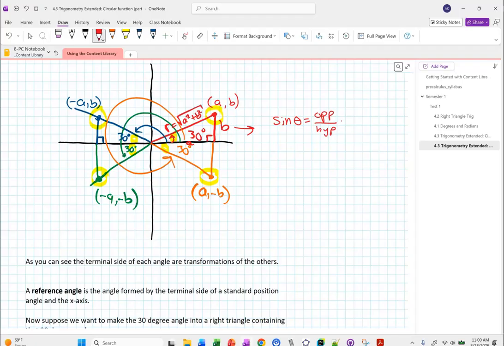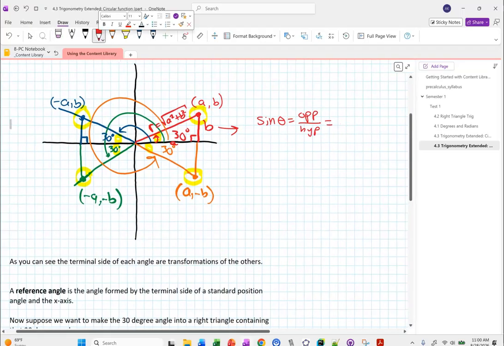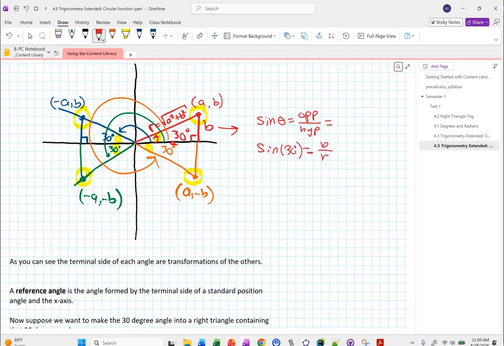So in this triangle, that is like A over R. I'm sorry. Well, I guess sine, be careful. So sine 30 is going to equal B over R, right? Everybody's okay?